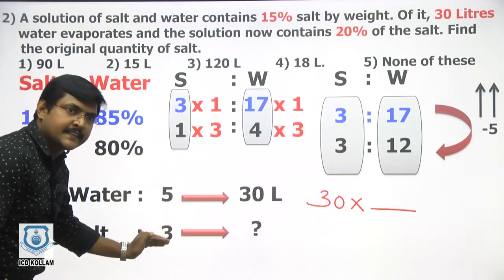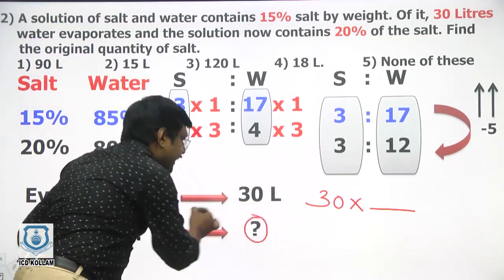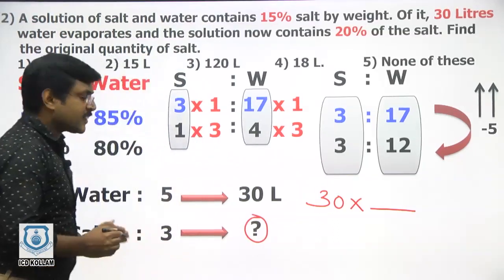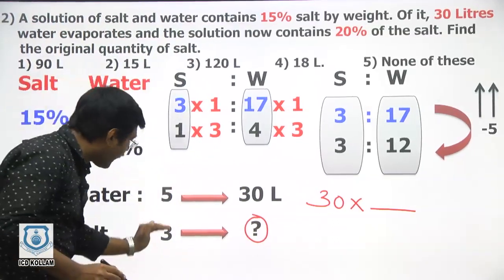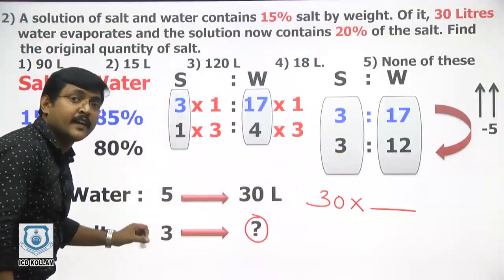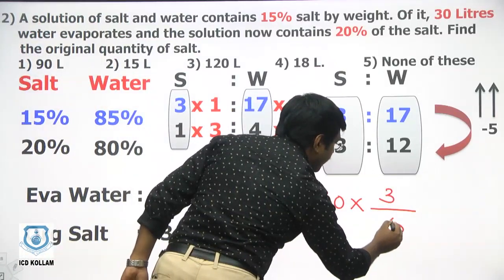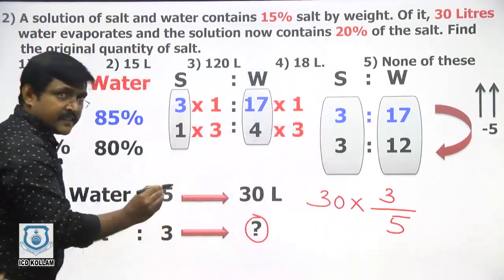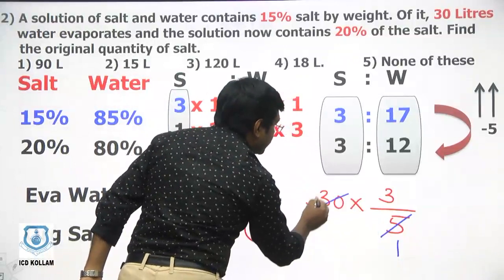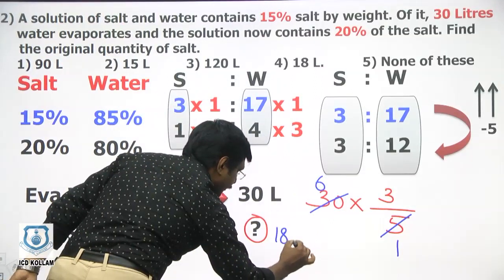The value is decreasing. So on the right hand side also, from 30 to the question mark the value should decrease. That means here we need to get a smaller number. To get a smaller number, always remember that we should put the smaller value in the numerator. So when we compare 5 and 3, the smaller number is 3. So I am considering 3 in the numerator and 5 in the denominator. I am cancelling: 5 one times and 5 six times, as a result, 6 into 3 is 18 liters.